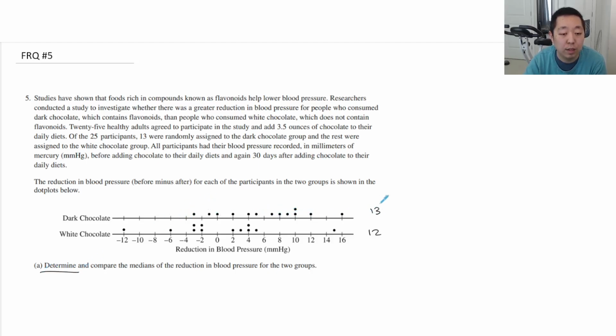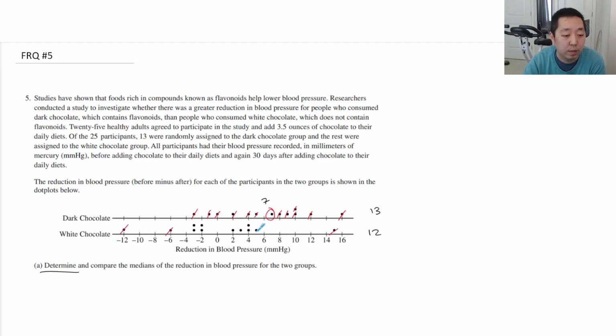So when there's 13 numbers, what I like to do is eliminate top and bottom, or count to like 7. So I would say not that one, not that one, not the next highest one, then the next highest one, and then you kind of get to the middle, there and there, there and there, and so this guy's the middle one, and he's at 7. So the median for dark chocolate is 7.